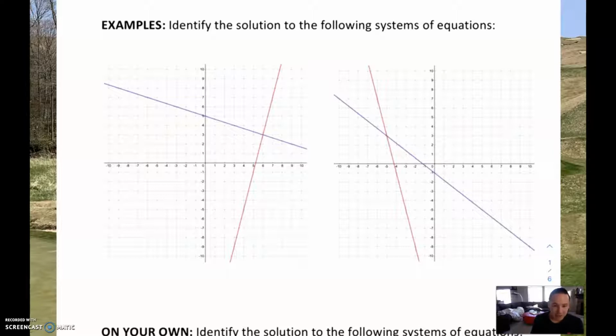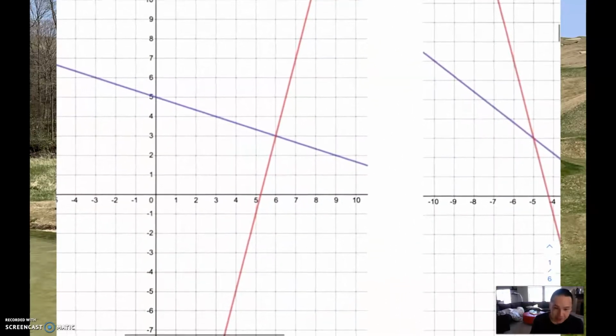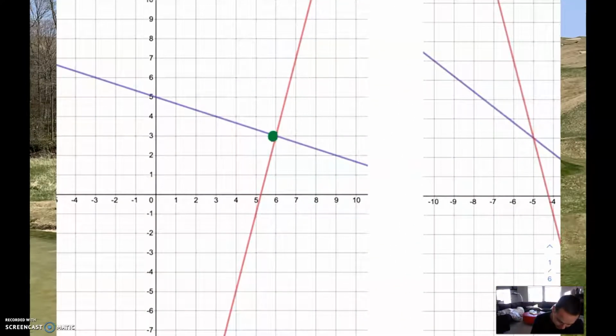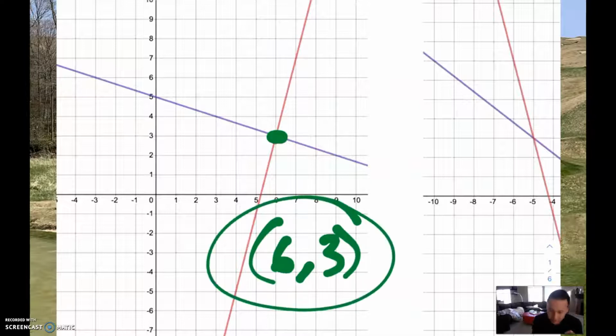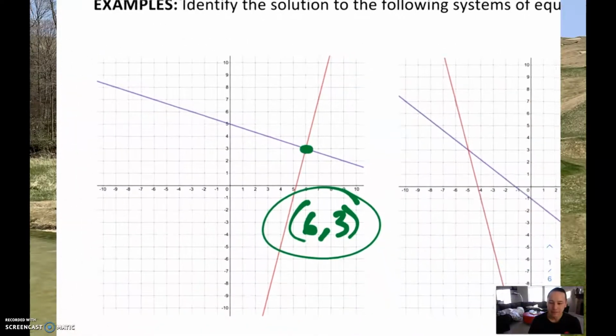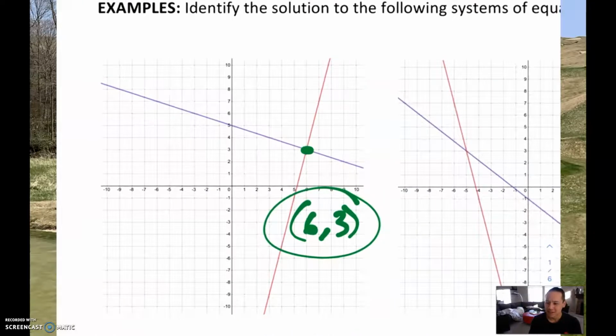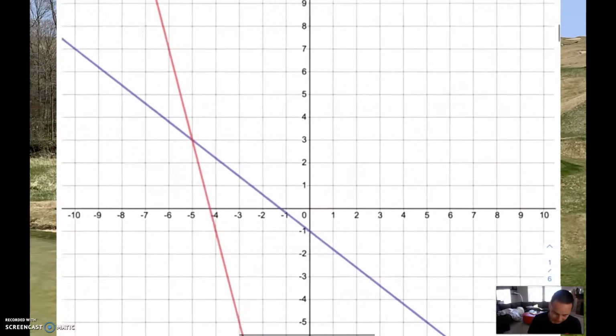We've got this line in purple. We've got this line in red. All we have to do is identify the point where they cross. And if I look at this first one, they cross right here. And that point is 6, 3. There's our solution, there's our answer, 6, 3. This unit isn't so bad, is it? Let's go to the next one.